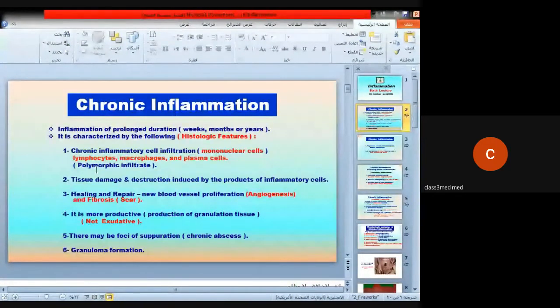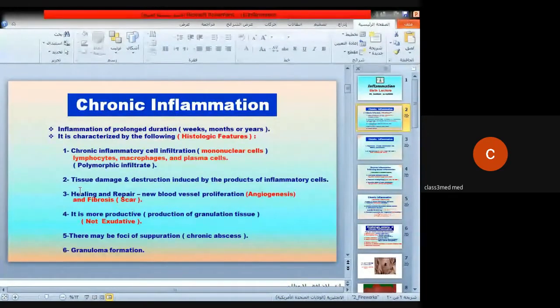And the infiltrate is polymorphic. What does polymorphic mean? Many types of cells. While in acute inflammation, it is monomorphic, a single type of infiltration only. In chronic inflammation, it is polymorphic, many types of inflammatory cells, as we see macrophages, lymphocytes, and plasma cells.